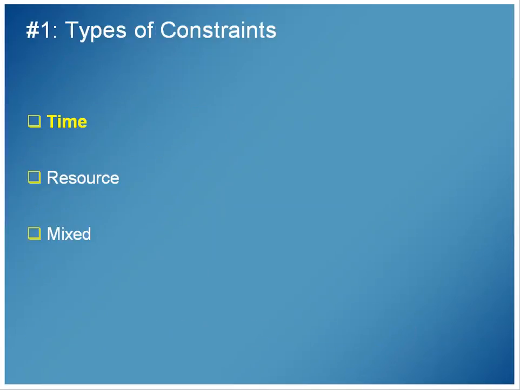So let's get started. Types of constraints is the first of our 5 chapter topics. The 3 main types of constraints that a project manager faces are these: time, resource, and mixed constraints. In a time-constrained project, the work must be finished by a certain time or a date as quickly and efficiently as possible. And obviously, being first to market, getting projects done sooner is usually better than getting things done later.